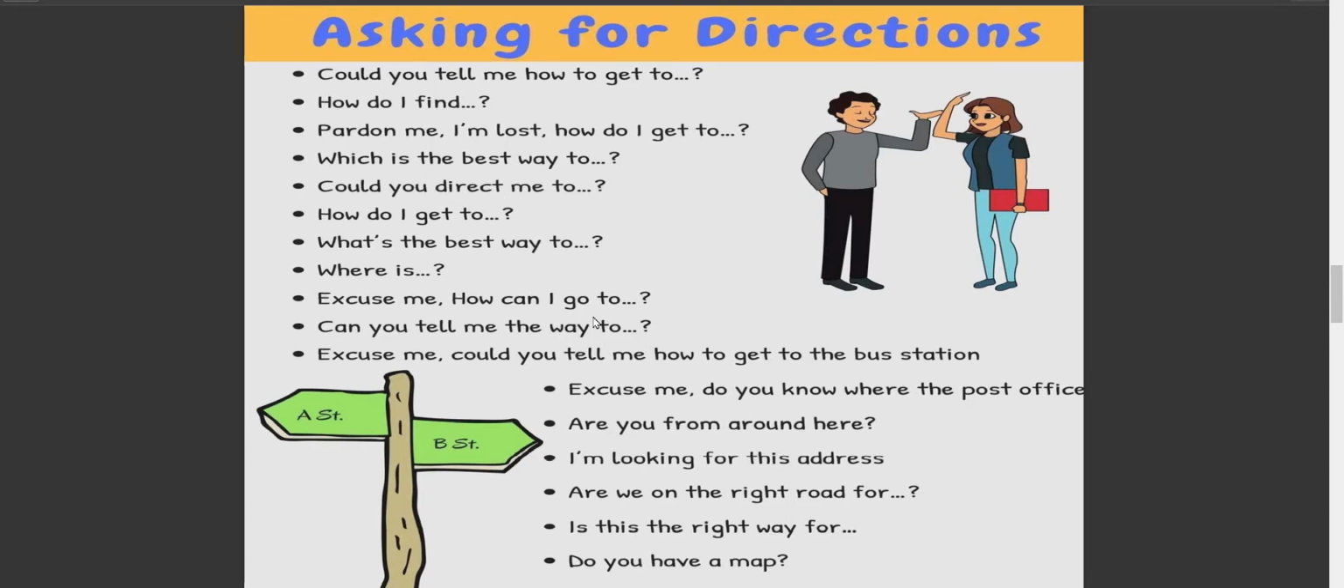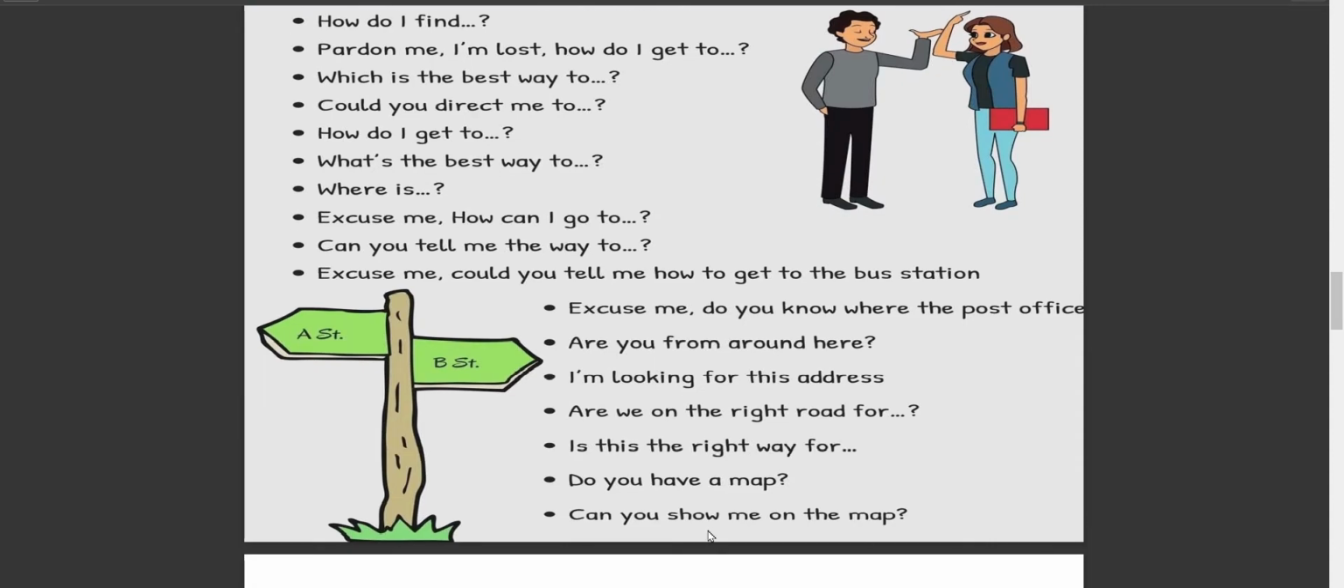إذا الطريق way, right? Excuse me, could you tell me how to get to the bus station? Excuse me, do you know where the post office is? Are you from around here? I am looking for this address. Are we on the right road for? Do you have a map? Can you show me on the map?